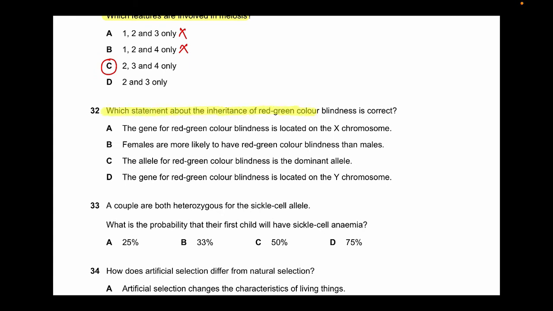Which statement about the inheritance of red-green color blindness is correct? The gene for red-green color blindness is located on the X chromosome. Yes, that is a true statement. Females are more likely to have red-green color blindness than males. No, because females have X and X chromosomes, so they can be heterozygous and carry the disease without having it. So option B is wrong. The allele for red-green color blindness is the dominant allele. No, it is caused by a recessive allele, so also wrong. The gene coding for red-green color blindness is located on the Y chromosome. Now it is located on the X chromosome, so option D is also wrong. So A is the correct answer.